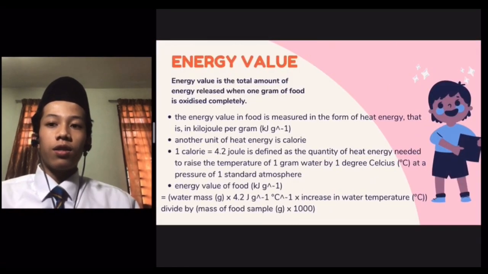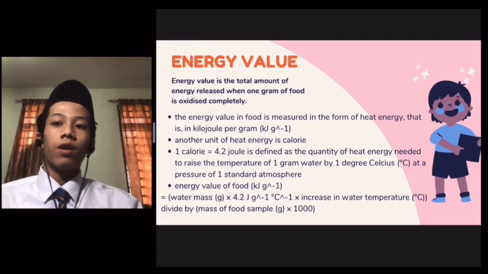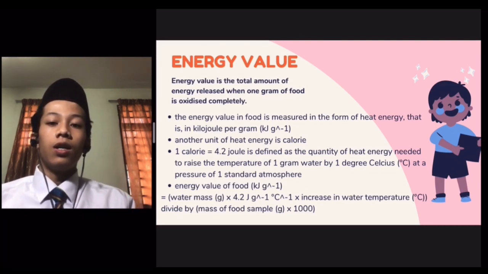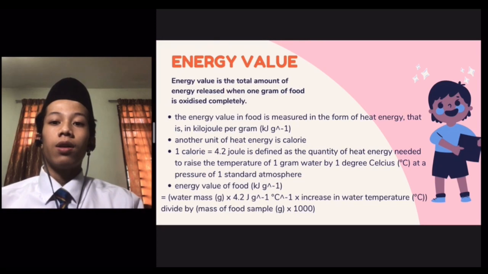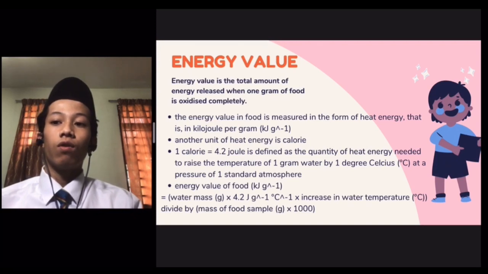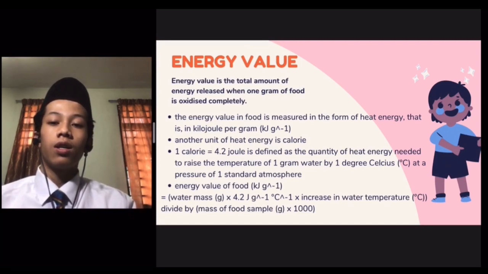Next up, energy value. Energy value is the total amount of energy released when 1 gram of food is oxidized completely. The energy value in food is measured in the form of heat energy, that is in kilojoule per gram. Another unit of heat energy is calorie. Bear in mind that 1 calorie is equivalent to 4.2 joule, and is defined as the quantity of heat energy needed to raise the temperature of 1 gram of water by 1 degree Celsius at a pressure of 1 standard atmosphere.